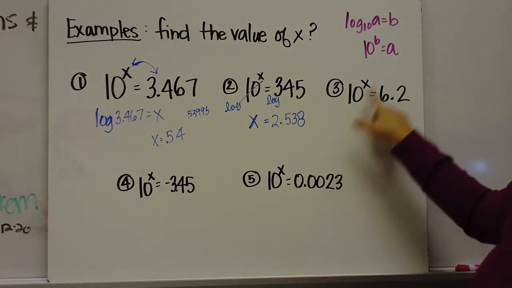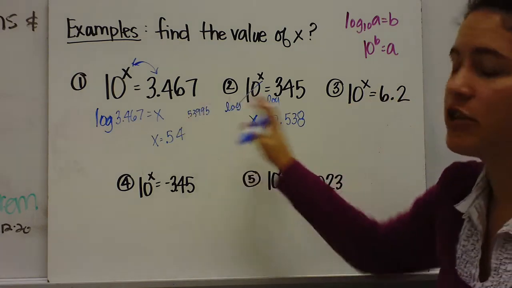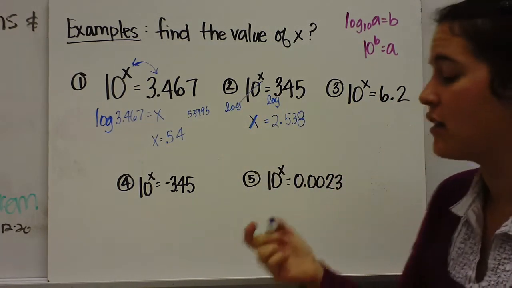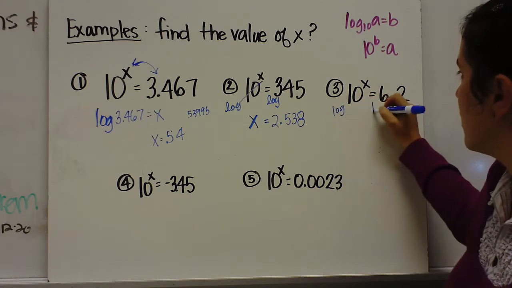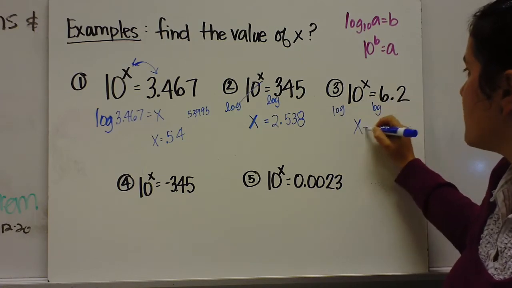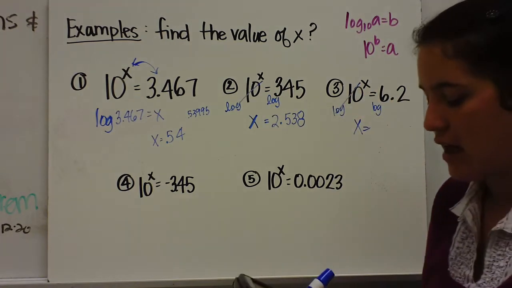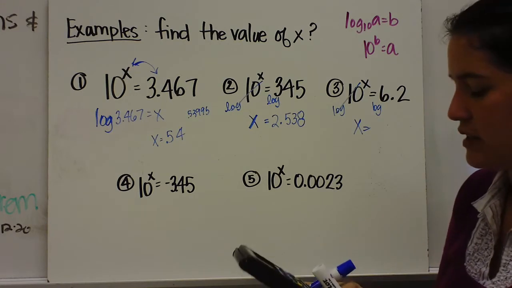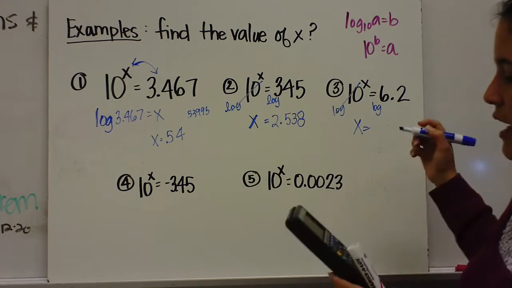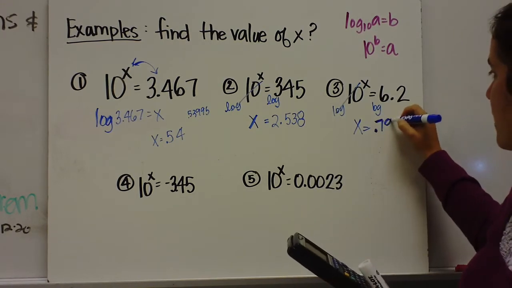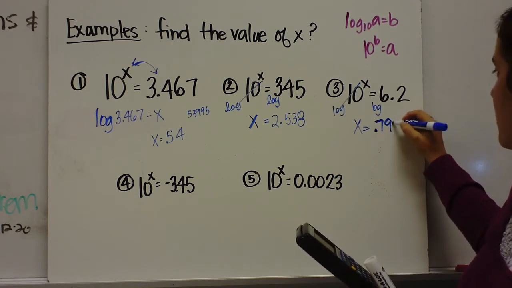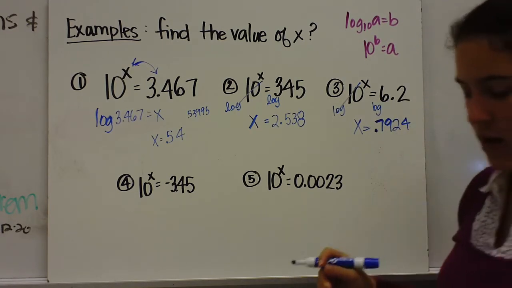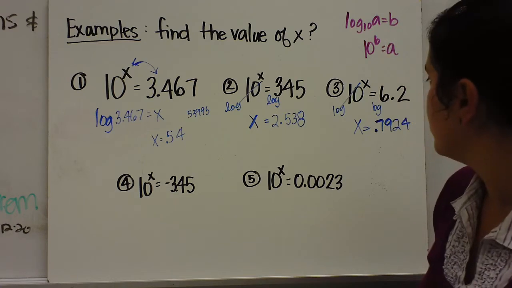So look at number 3. 10 to the x equals 6.2. You can do whatever method you want. I'm just going to take the log of both sides, and I know this gives me x. And when I type in log of 6.2, it's going to be 0.7924.